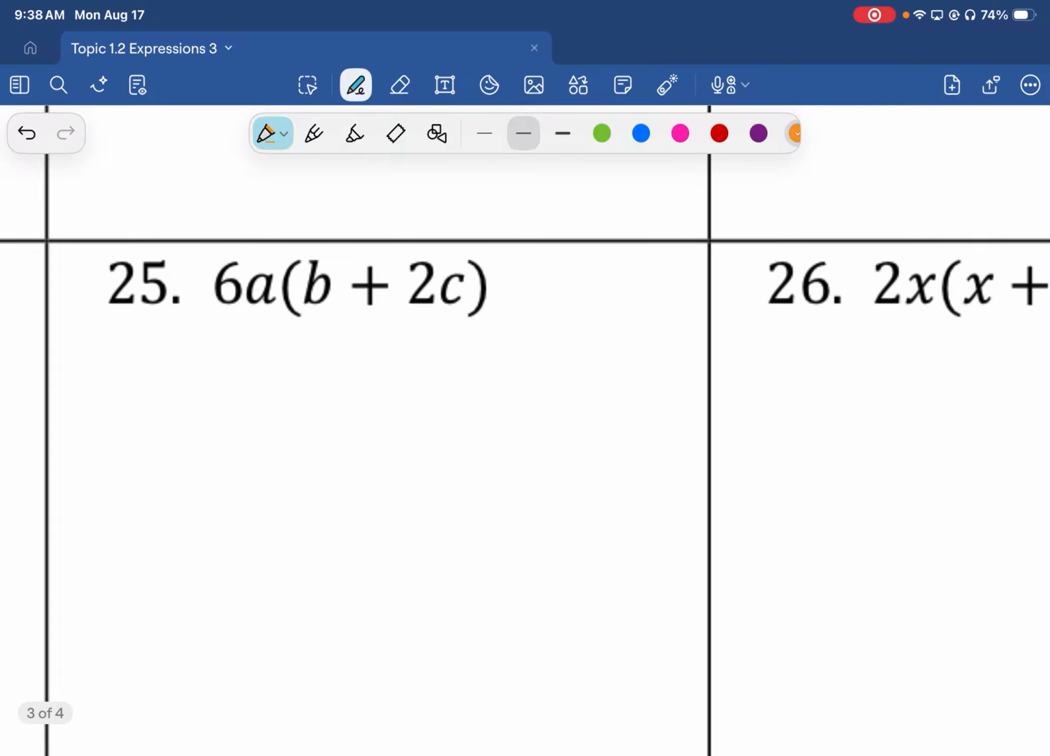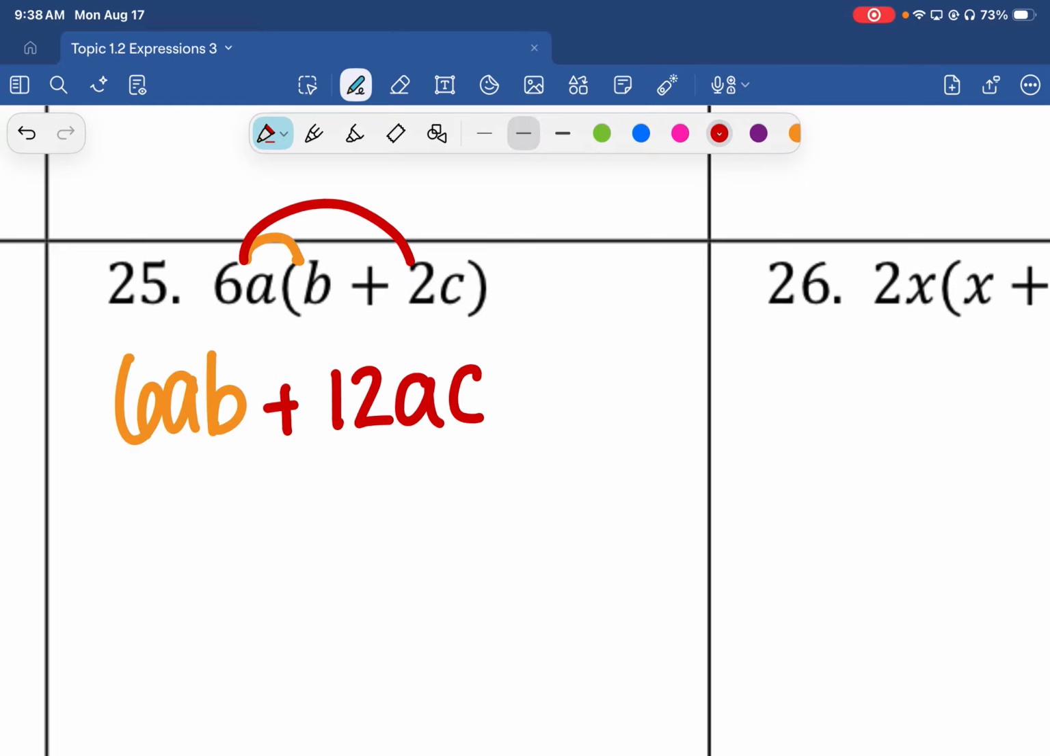For 25, we need to distribute what? And we need to multiply it by what first? What is 6a times b? And then we're going to do 6a times... What is 6a times 2c? 12 AC. All right. Now, we're also going to go over 26 together.